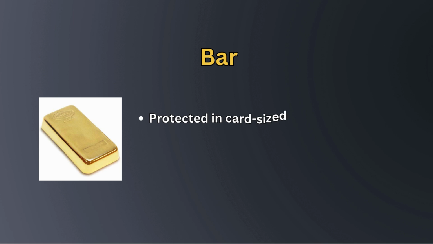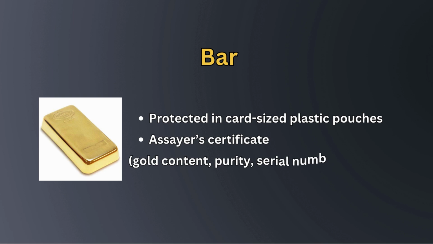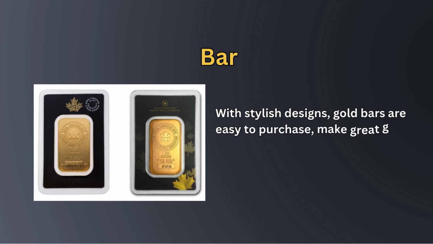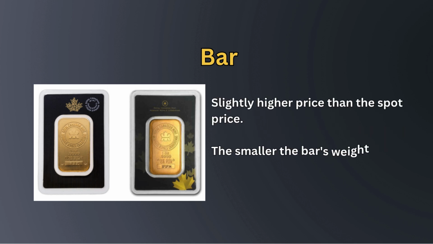Gold bars available today are protected in card-sized plastic pouches and they come with an assayer certificate. This certificate includes details such as the gold content, purity, and the serial number of the bar. With stylish designs, gold bars are easy to purchase, make great gifts, and are also convenient to sell. However, due to the costs associated with minting smaller bars and the packaging fees for the pouch, they are sold at a slightly higher price than the spot price.